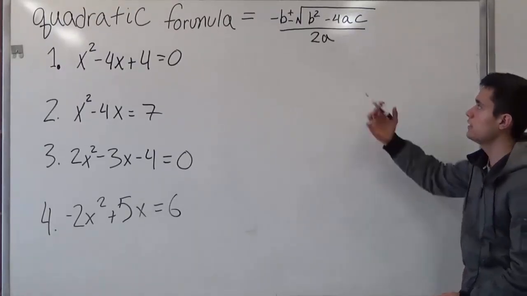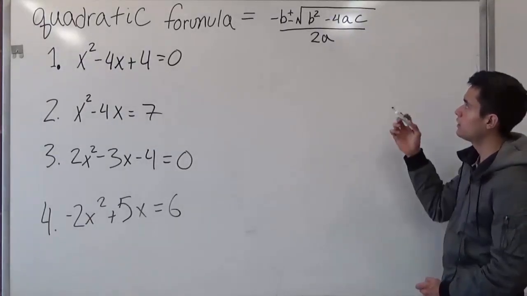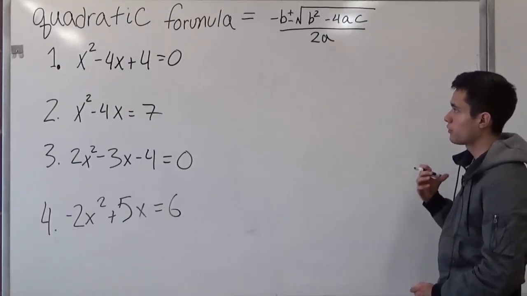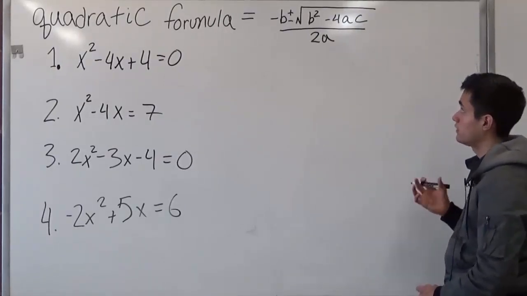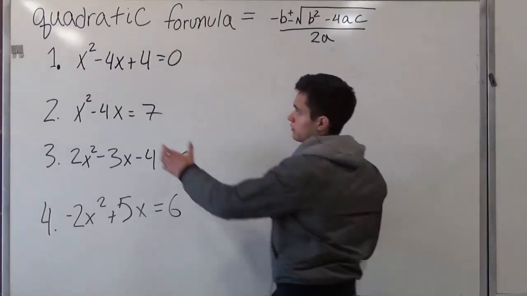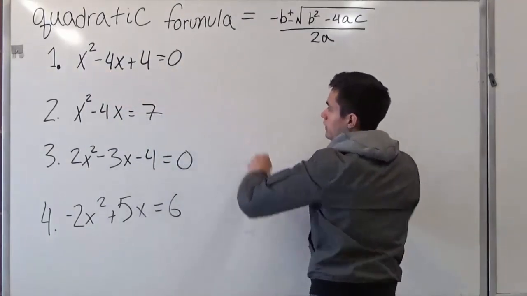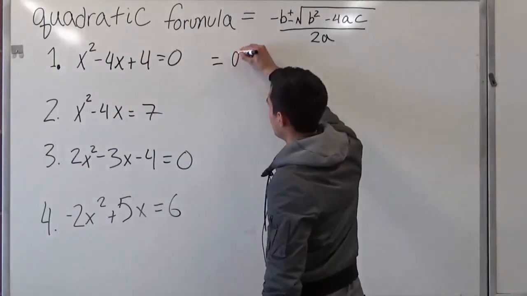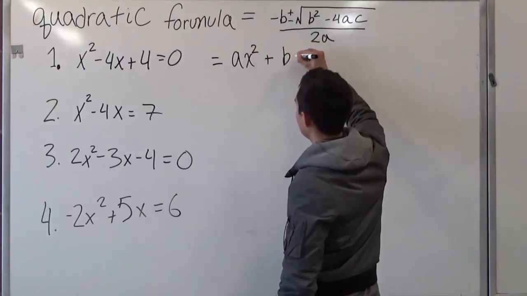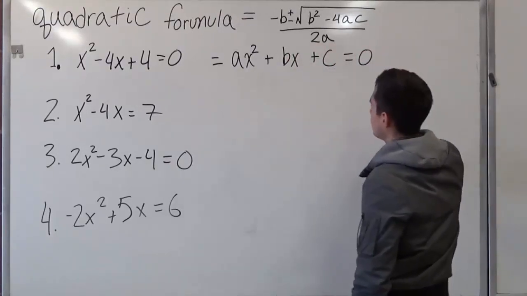So by seeing this formula, you may be thinking, what exactly are these a, b, and c terms? And to further explain what exactly a, b, and c are, we can always remember this and try to convert it into this form: ax squared plus bx plus c is equal to 0.